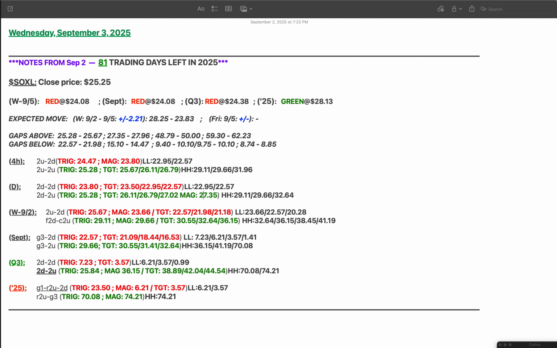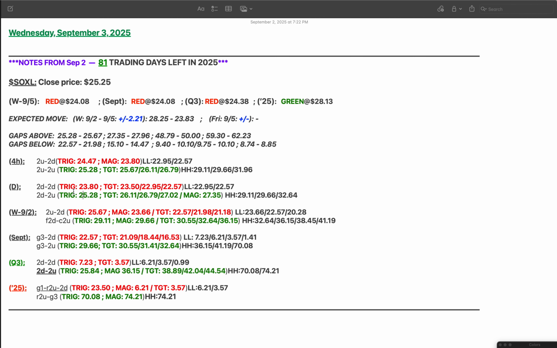2735, right? Sorry, I should have had those in my notes already, but there we go. So it triggers at 25.28, the 2 down, 2 up. Again, we get the gap fill, and then we have our targets on the way to the magnitude of 2735. So that's the triggers and targets to the upside from the day perspective.